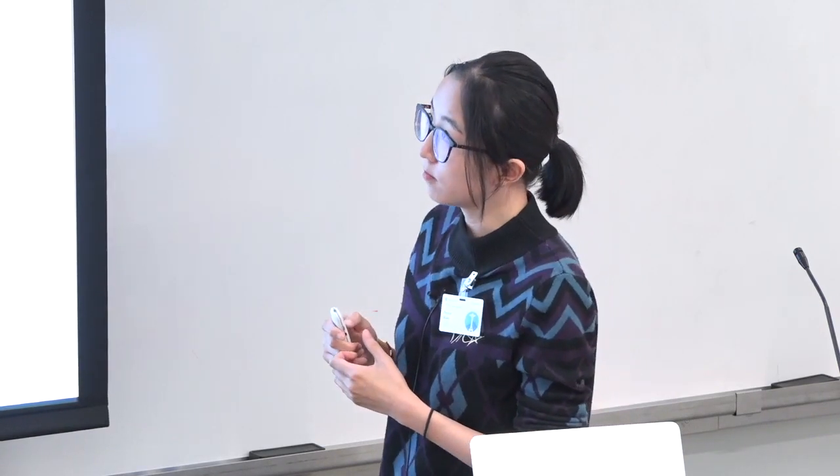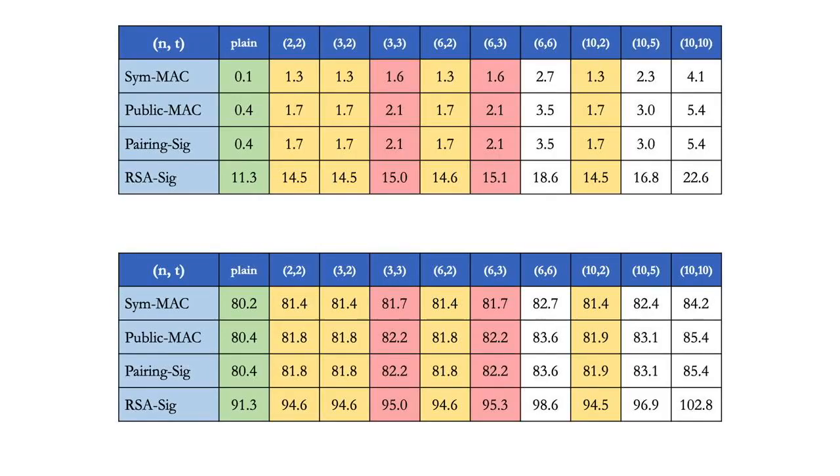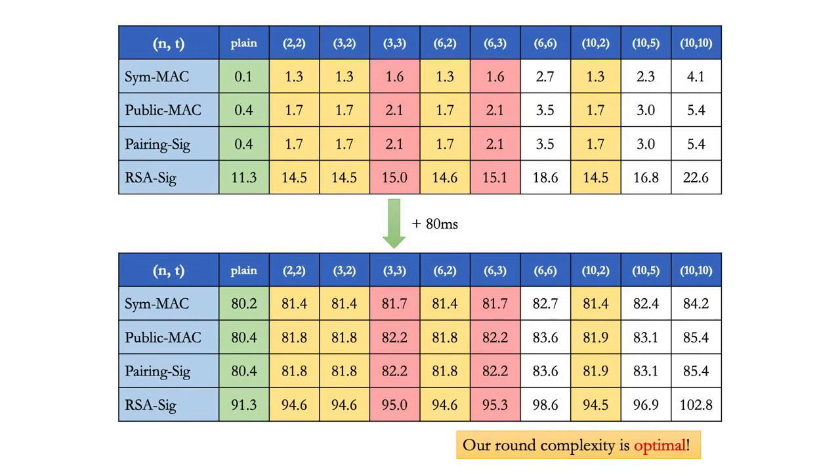Okay. And then we also tested on a WAN network with this much network bandwidth and 80 milliseconds round-trip latency. And here's the result. Similarly, it only depends on the threshold of the protocol. And then if you compare the LAN network with the WAN network, it is roughly plus 80 milliseconds round-trip latency. So that's why reducing the number of rounds is very crucial in this case. And because our round complexity is optimal, this is kind of the best we can achieve.